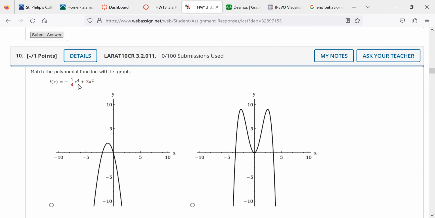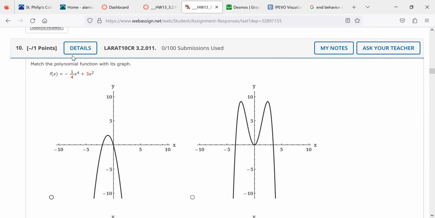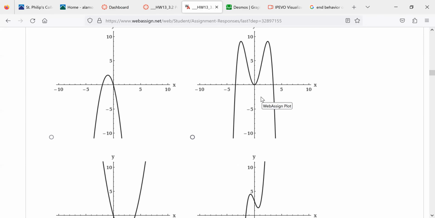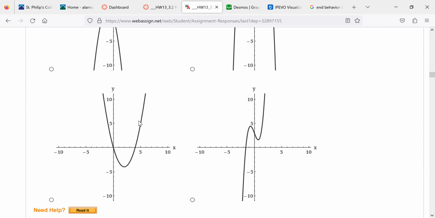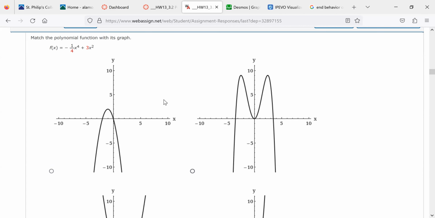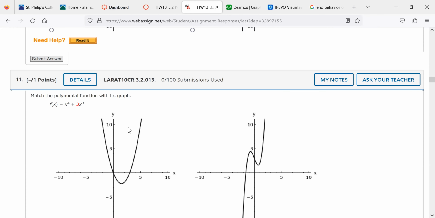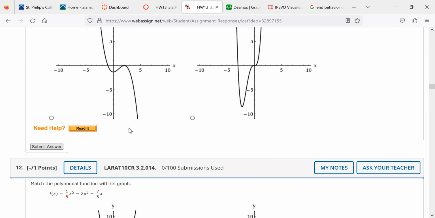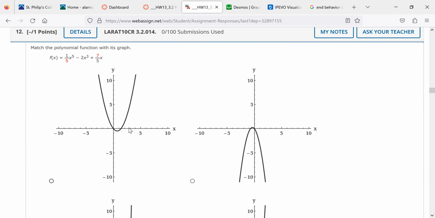This is the fourth power function. So, and it's negative. It's got to be opening down. So it's got to be A or B, but I'm thinking B because it's a higher power, it's slightly different, not a basic parabola. Does that make sense? You see what they're doing, right?